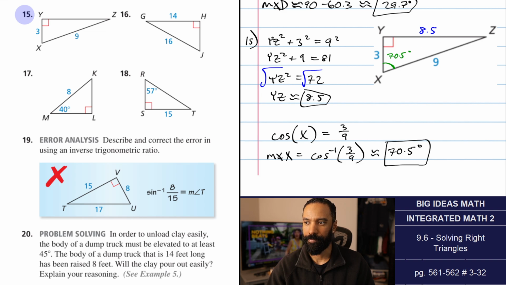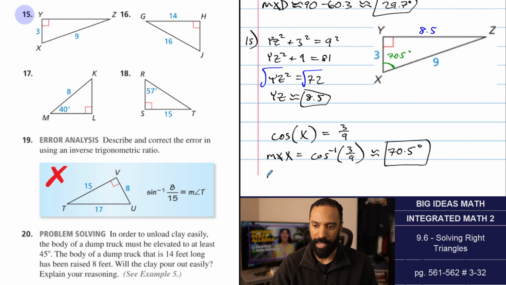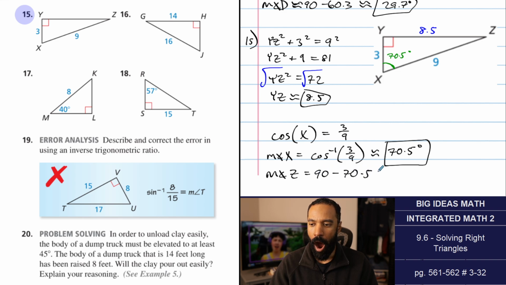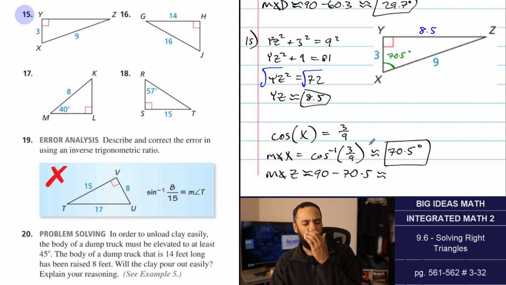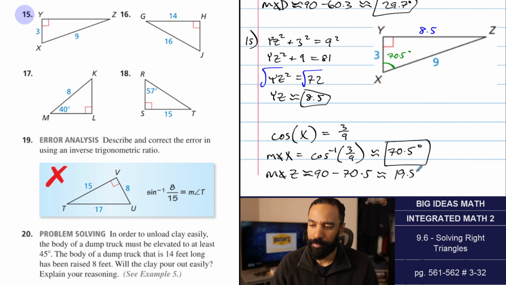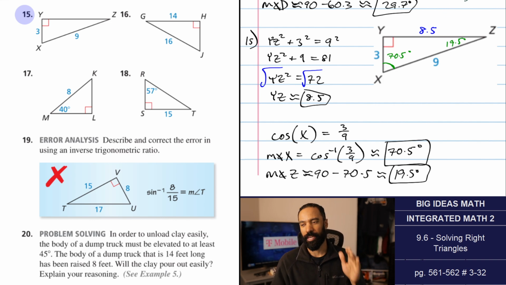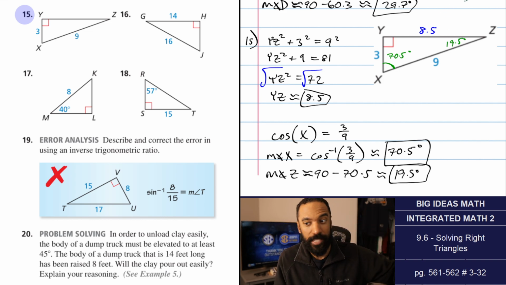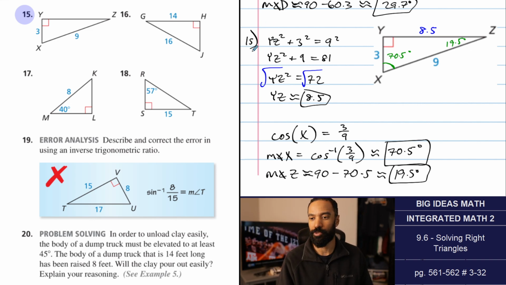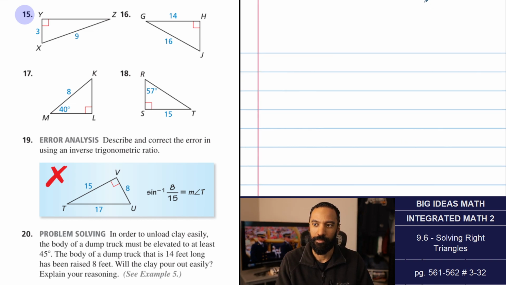So 70.5 degrees. And then the measure of angle Z should be 90 minus that. Excuse me, and also technically approximated. 19.5. And if you're looking at the scaling, I think that makes sense that those values are what they would be. And again, I never use the 8.5 because it's rounded. I could use exactly root 72, exactly 6 root 2. But just avoid it, right? If you have other options, use them. Please, please, please use them.